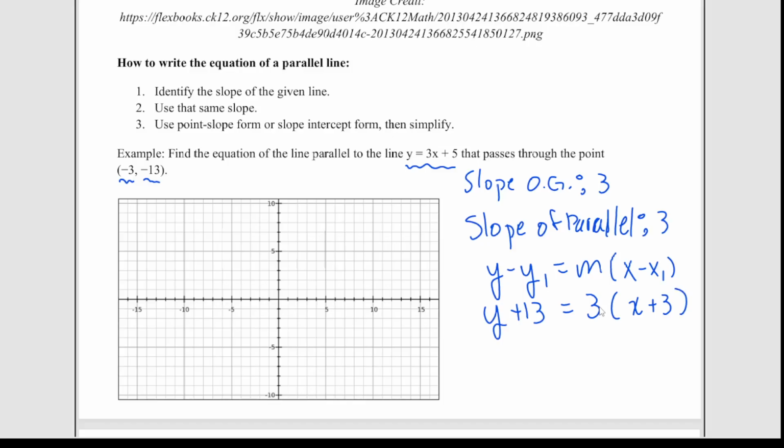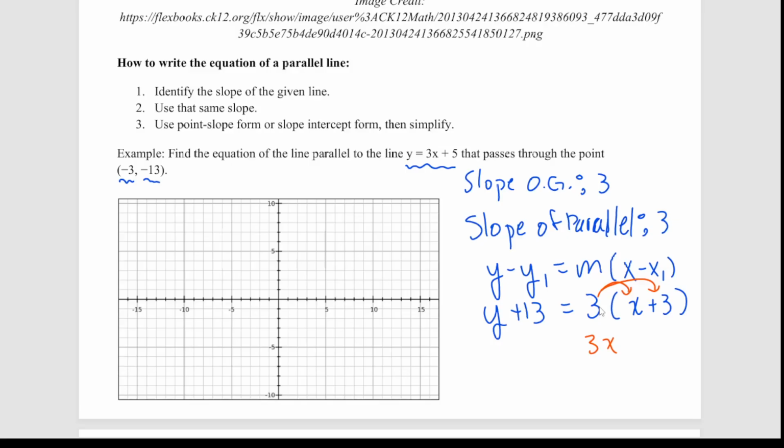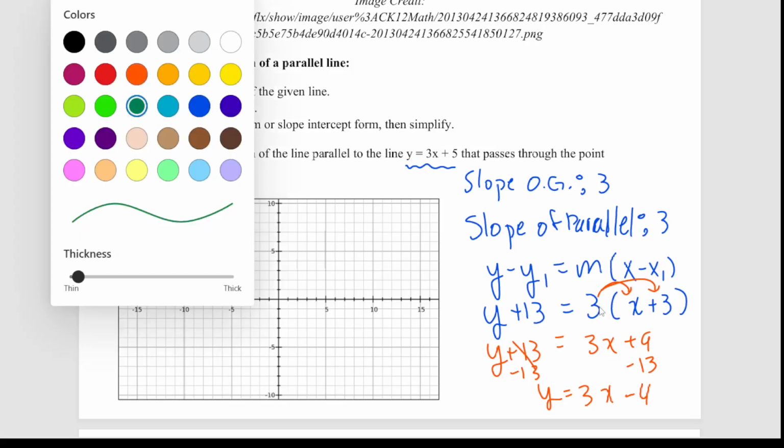And then if you really want to write it in slope-intercept form, you would then distribute the 3 to both of those terms. 3x plus 9, drop down the y plus 13. Then you would want to subtract 13 from both sides to undo adding 13. And you would have y equals 3x minus 4. Either way you want to graph it should be the same result.